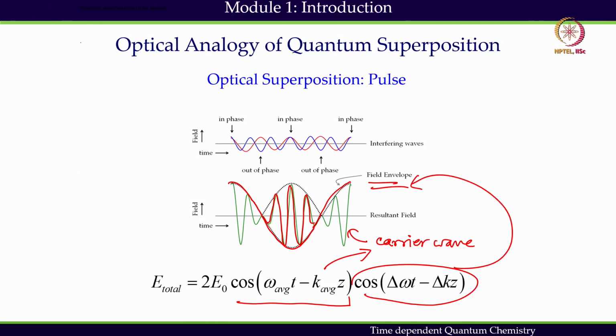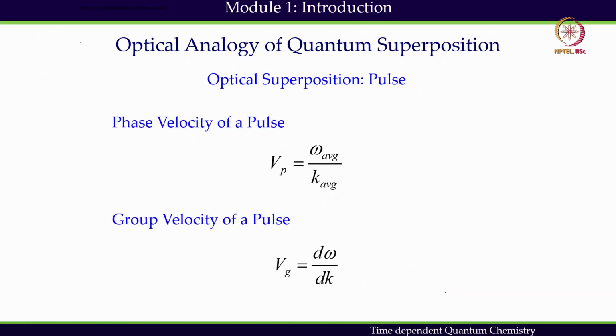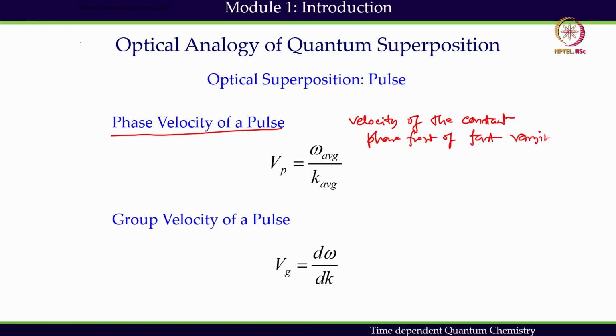And if we look at these two, then it is clear that for a pulse, because the phase is defined by this part and this part, two different phases will be defining two different velocities. So the phase velocity of the pulse will be defined by the velocity of the constant phase front of the fast varying component.